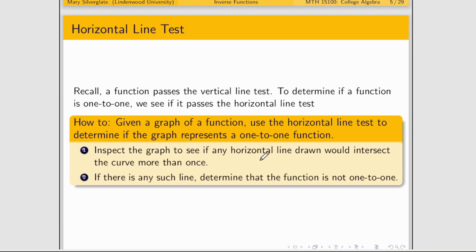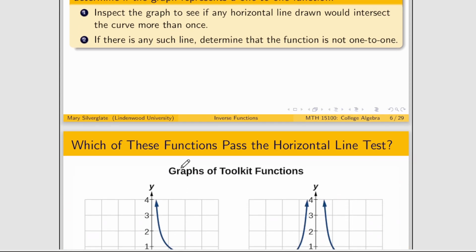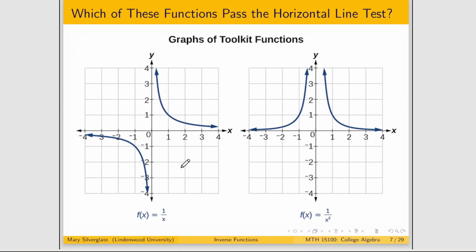Just like we had a vertical line test to quickly check if each input only has one output, we have a horizontal line test to check if each output only has one input. To use the horizontal line test, if I have some sort of function, I'm basically going to envision a bunch of horizontal lines: does each cross the function only once? If so, it is one-to-one, and if not, it is not one-to-one, just like it was with the vertical line test.